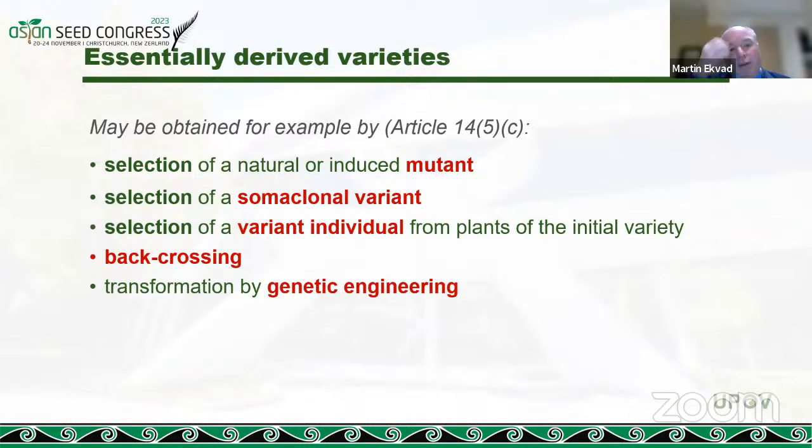And in the convention, in Article 14(5)(c), you also have examples on how to obtain an EDV, techniques used to come up with new EDVs. So that's a selection of a natural or induced mutant, selection of a somaclonal variant, selection of a variant individual from plants of the initial variety, backcrossing, or transformation by genetic engineering.